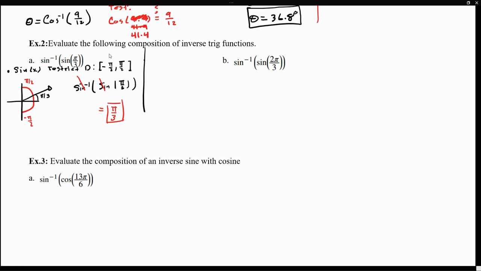Because if we take a look at 2 pi over 3, you might be tempted to just apply the cancellation law. Sine inverse with sine, they cancel out. So my result is 2 pi over 3. But is 2 pi over 3 in the restriction that we have for sine? Well, let's find out. Let's do a visual representation of what's going on here.